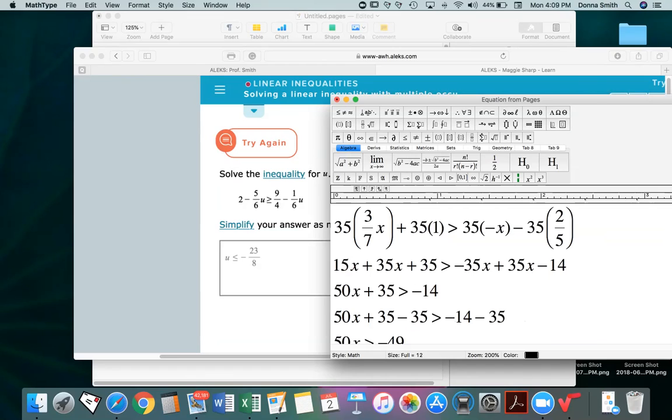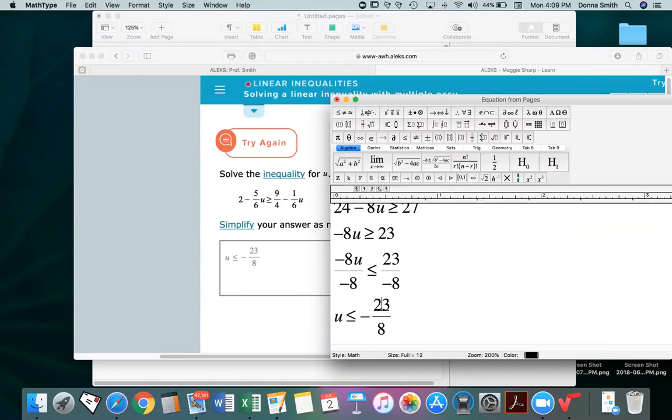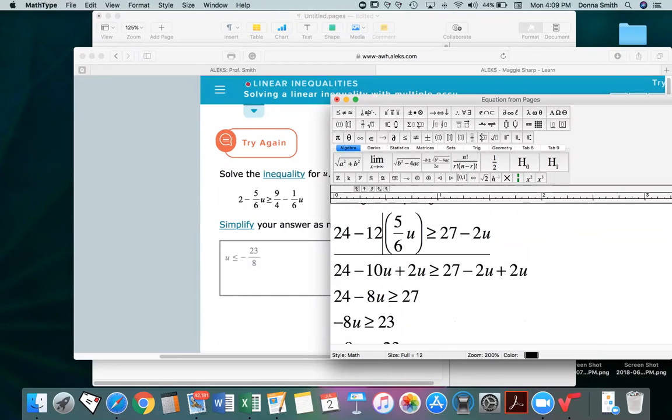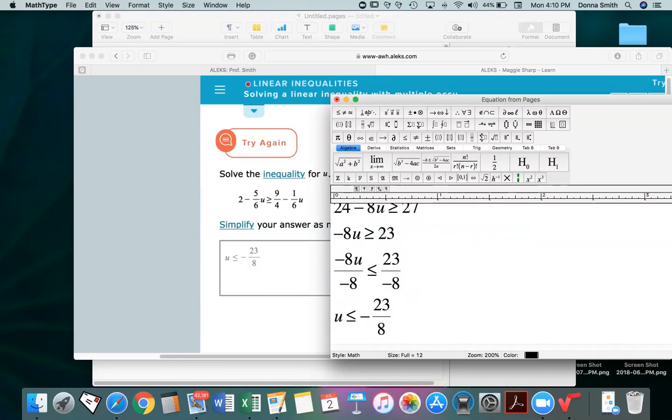It's because we're recording this, there's a lot of electronics going on. So when we did 12 times 9 fourths, I think it's over here. 2 times, we got 2U. We added a 2U on both sides, so it canceled. And then we subtracted a 24, and that gives us 23. And we divided by 8. And we flipped the sign because it was greater than or less than. I do not see what we did wrong.